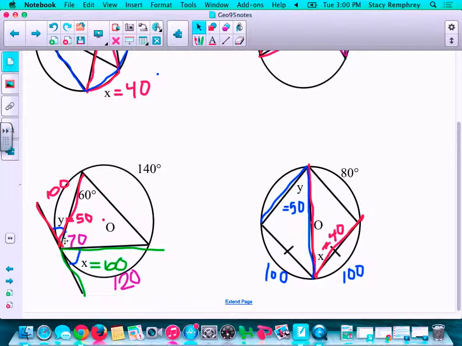Down here, if I drew out to here for the arc of 140 and came back in, this is an angle of 70. There are actually a lot of different ways to approach this problem. I'm just showing you one way, but there are a lot of ways.